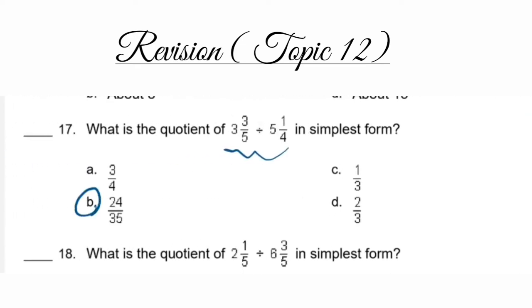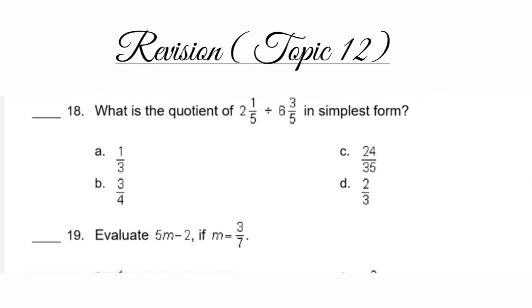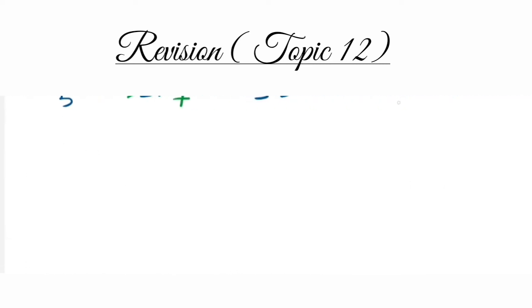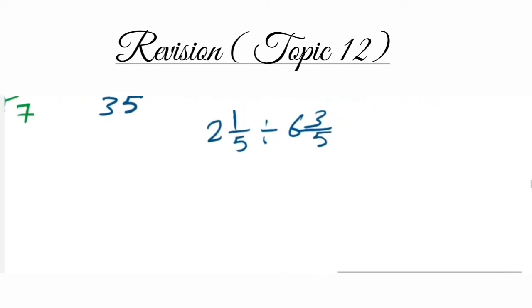Let's move to the next question. What is the quotient of 2 and 1/5 divided by 6 and 3/5 in the simplest form? Okay. We need to divide 2 and 1/5 by 6 and 3/5. At first, convert each mixed number into an improper fraction. Write the denominator. 5 multiplied by 2 is 10, plus 1 is 11. Write the denominator. 5 multiplied by 6 is 30, plus 3 is 33.